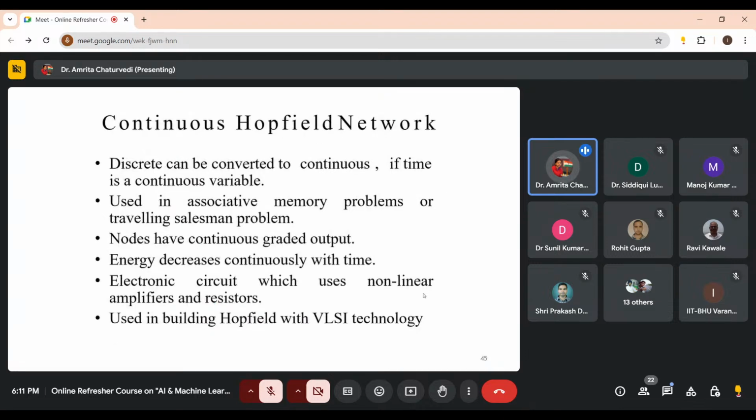Then another one is the continuous Hopfield network. The discrete one can be converted to continuous if time is a continuous variable. They are used in associative memory problems or the traveling salesman problem. Nodes have continuous graded output and energy decreases continuously with time. It is an electronic circuit which uses non-linear amplifiers and resistors and is used in building Hopfield networks with VLSI technology.